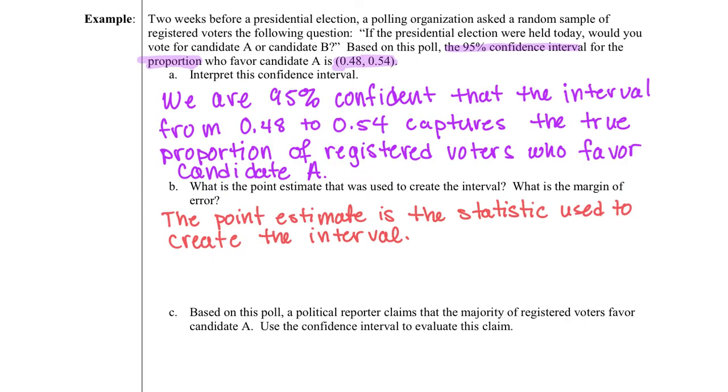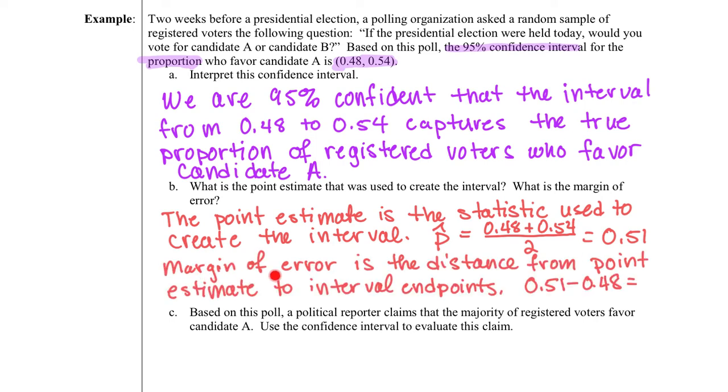The point estimate is the statistic that's used to create the interval. So in this problem, since we're looking for a proportion, our point estimate is p hat, and it is always halfway between the endpoints of our interval. So we can add our endpoints and divide by 2 to find our point estimate here. So what this is saying is that the proportion that was used, the p hat that was found from a sample, was 0.51.